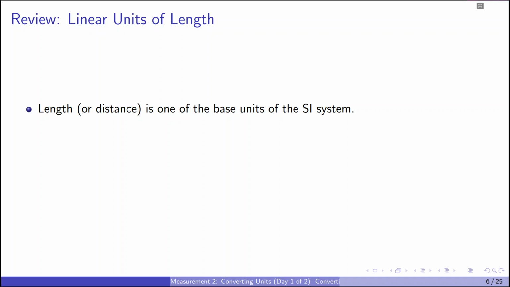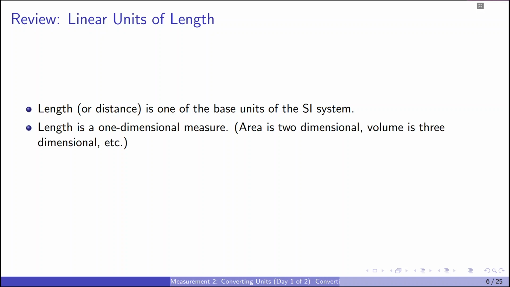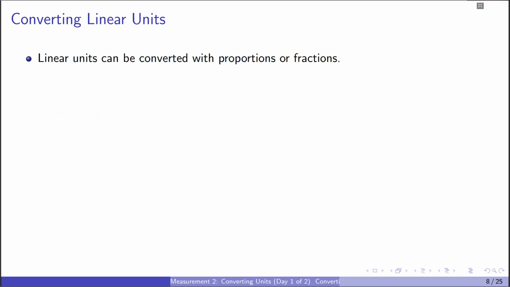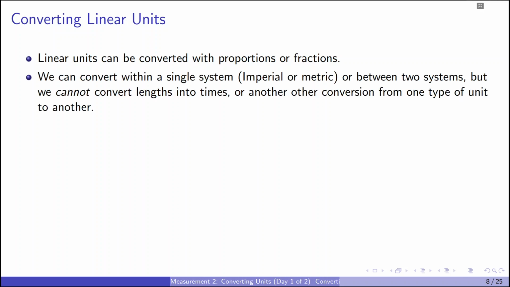Length or distance is one of the base units in the SI system, and it is a one-dimensional measure. Area is two-dimensional, volume is three-dimensional, etc. Being a one-dimensional unit makes length a linear unit. So how do we convert them? Linear units can be converted with proportions or fractions. We can convert within a single system, either imperial or metric, or between two systems. But we cannot convert length into time or another conversion from one type of unit to another.